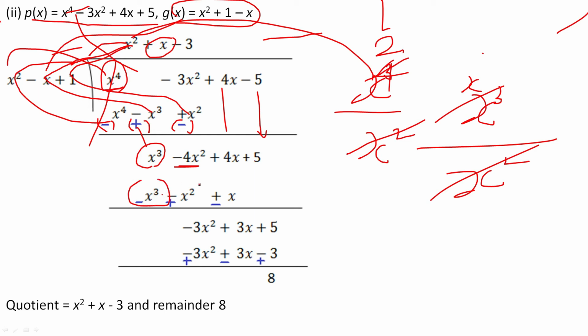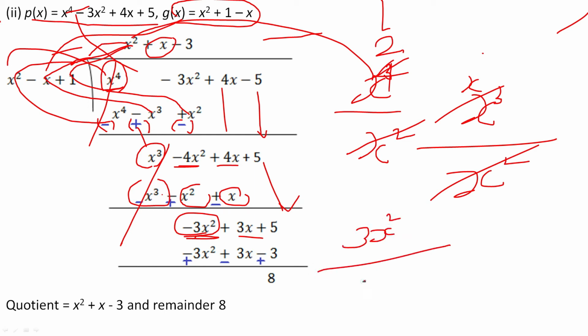Multiply x into x square, x into 1 x. First two terms will get cancelled. 4x minus 4x square plus x square will make minus 3x square, plus 4x minus x will make 3x. Bring down 5.